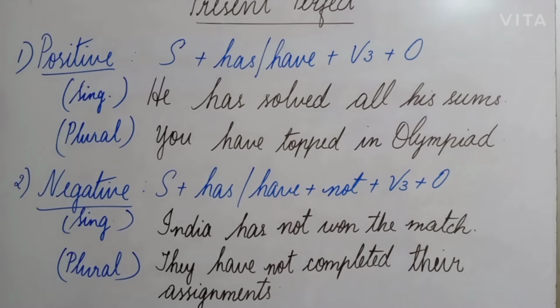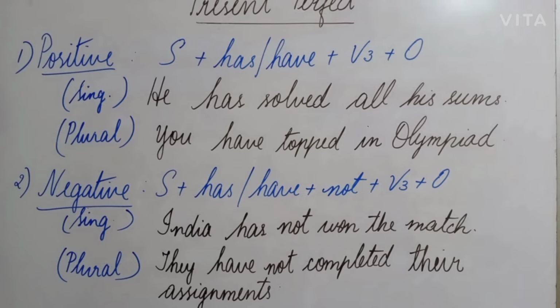So topped. That is the verb 3 form, and it is a regular verb. Regular verbs means just adding ed to the main verb. Then you get the object, in Olympiad. You have topped in Olympiad.